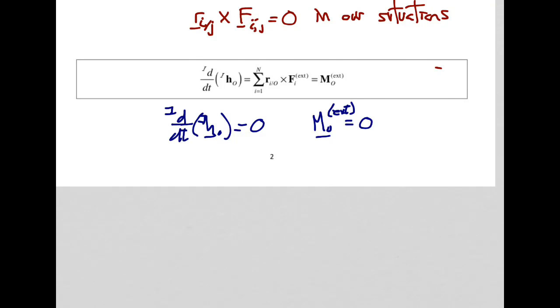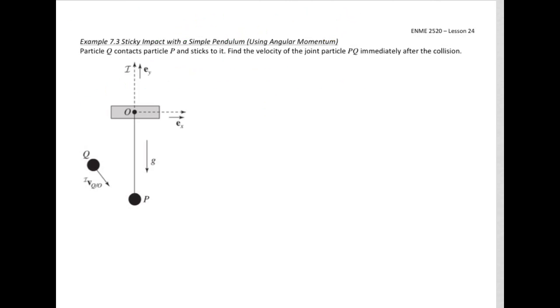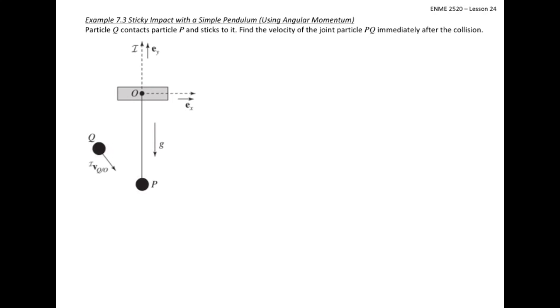So let's use our conservation of angular momentum in a problem that we've already done before and see how we can take this concept and make it work for us in an efficient manner. So here we've got this problem where we had the sticky impact with a simple pendulum, and we solved this using the total linear momentum. What we were looking for was the velocity of the joint particle PQ.